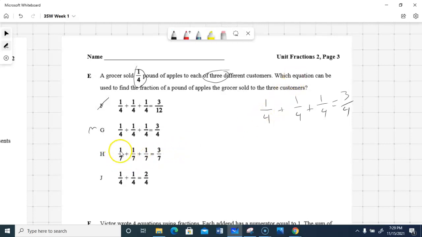The next one says 1/7 plus 1/7 plus 1/7 equals 3/7. That's a true statement, that does equal 3/7, but that doesn't represent the amount that each person bought, so we can eliminate answer choice H. And the last one says that 1/4 plus 1/4 equals 2/4. That's a true statement, but that doesn't represent our problem. So we can eliminate answer choice J, so that means G is the correct answer choice.